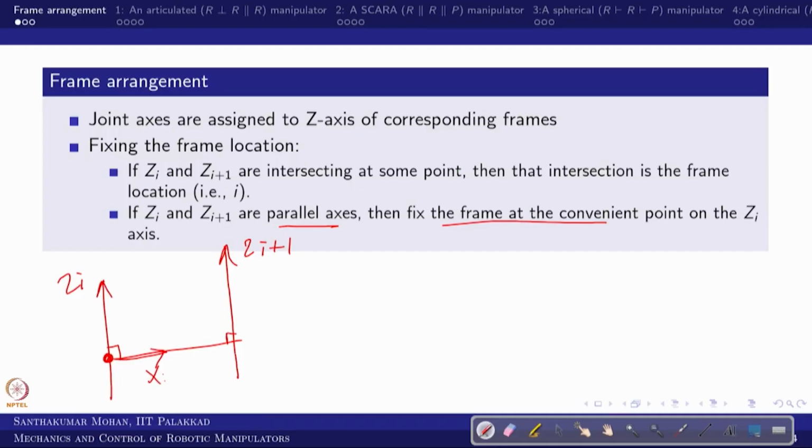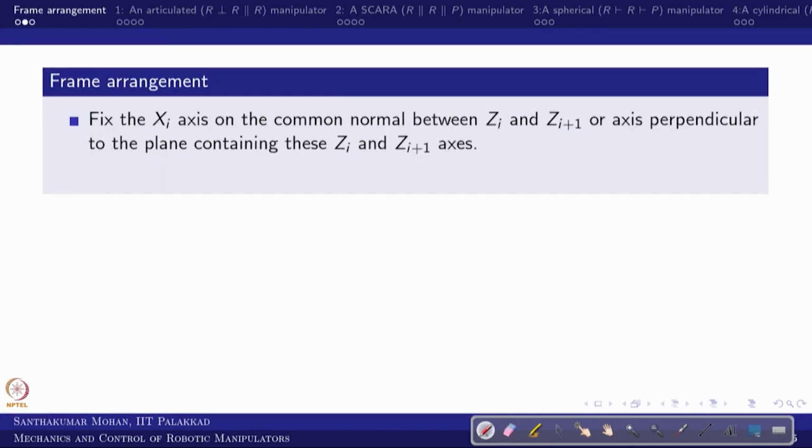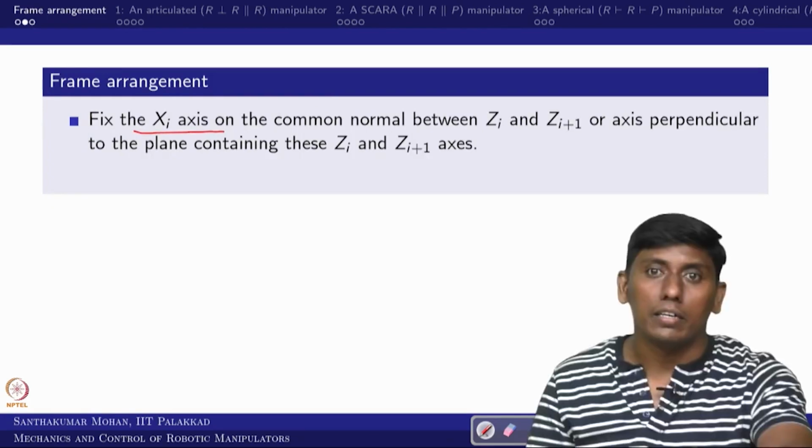Now we have seen what the z axis arrangement is. Based on the z axes, we can find the fixing of the frame. What else do we need to know? We all know this will have a 2 axis system, so obviously we have to see how to fix x. Fixing xi is always easy.